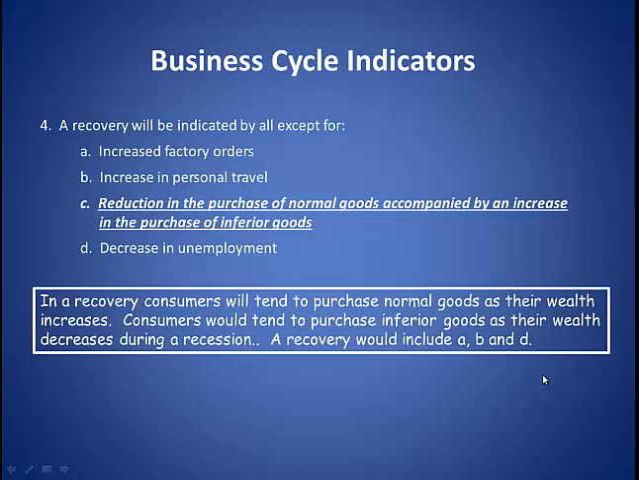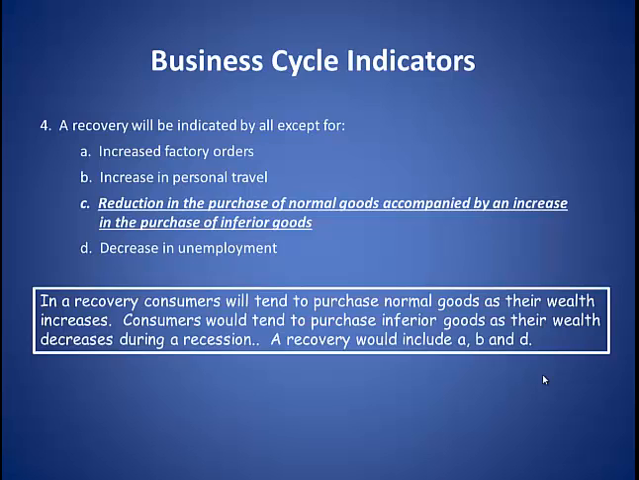Okay, in this case, we're looking for a recovery that will be indicated by all items except for C, a reduction in the purchase of normal goods accompanied by an increase in the purchase of inferior goods. If we take a look at A, increased factory orders would be indicative of a recovery. B, increase in personal travel. People have more to spend, they're going to travel more. Again, that would be a part of recovery. A decrease in unemployment, meaning the employment rate is going up, would also be a recovery.